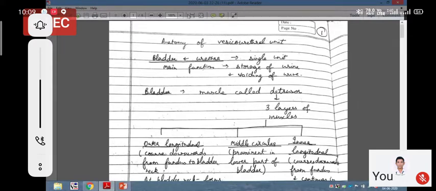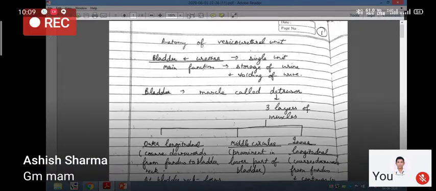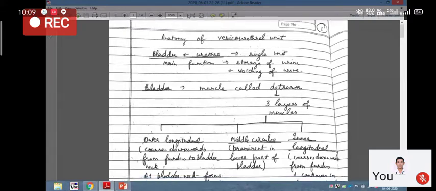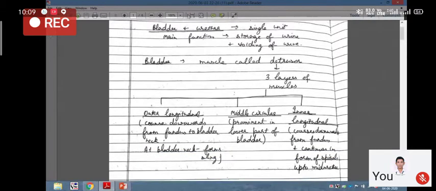The outer one is the longitudinal, which courses downwards from the fundus of the bladder to the bladder neck. The second one is the middle circular, which is more prominent in the lower part of the bladder. Then the inner longitudinal one courses downwards from the fundus and continues in a spiral fashion up to the mid urethra.